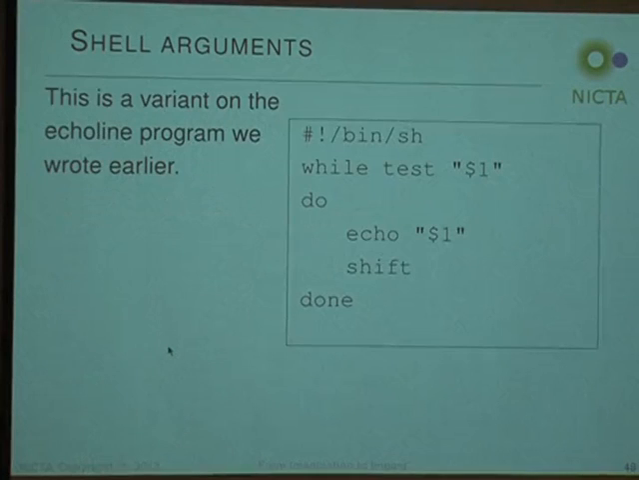So we saw the echo line command that we saw before. This is another way of writing exactly the same thing. This time, test $1. Test, if it's just given a string, will return a 0 exit status if the string is of non-zero length. So while there's anything in $1, we'll echo it, and then we'll shift, which renames $2 as $1, and then goes through again. So that's another way of doing exactly the same thing as we did beforehand. And depending on what you're doing, sometimes one is more convenient, sometimes the other.